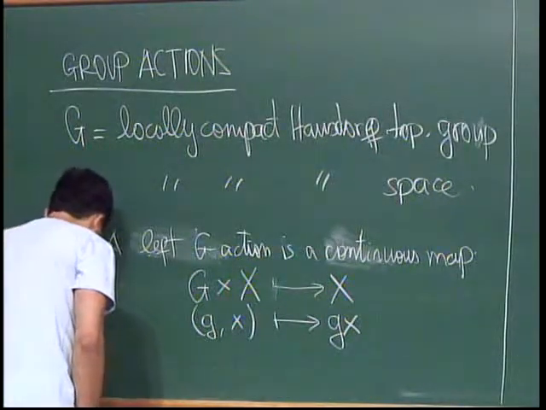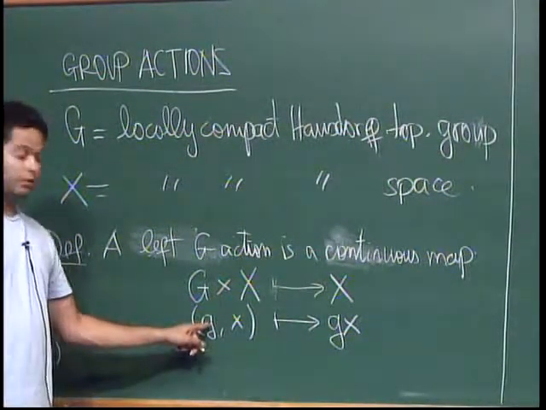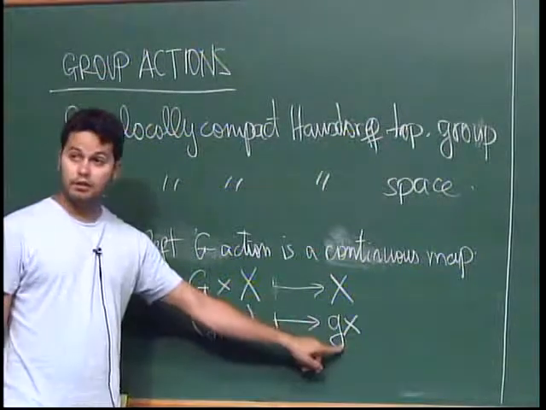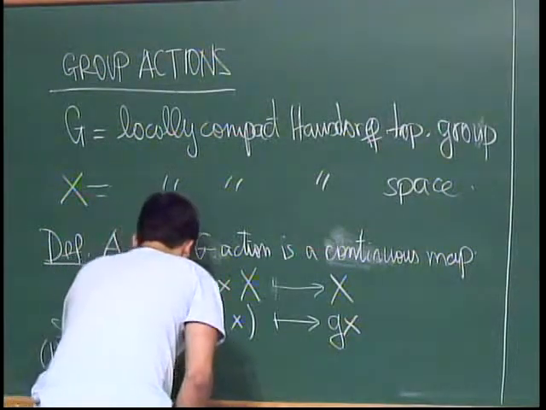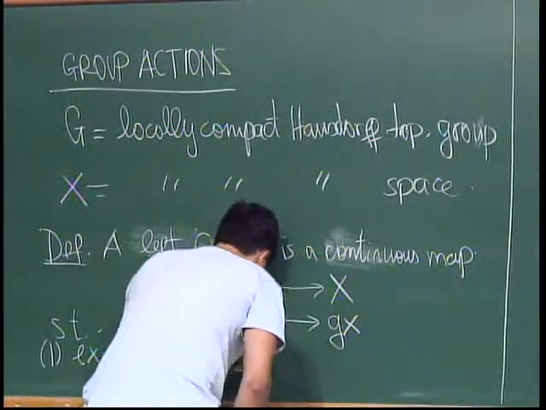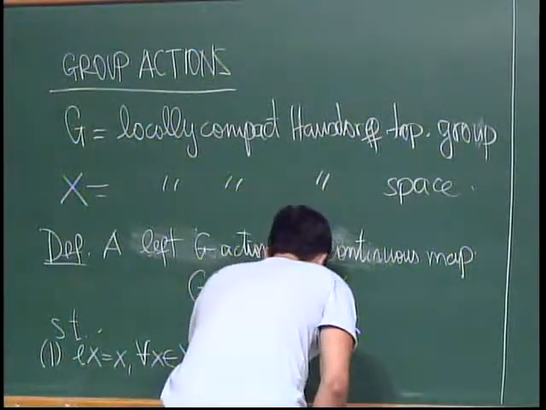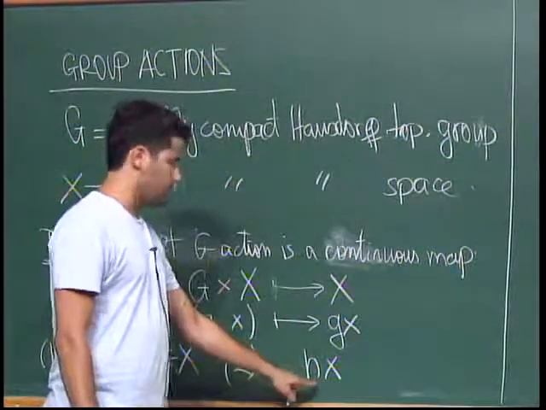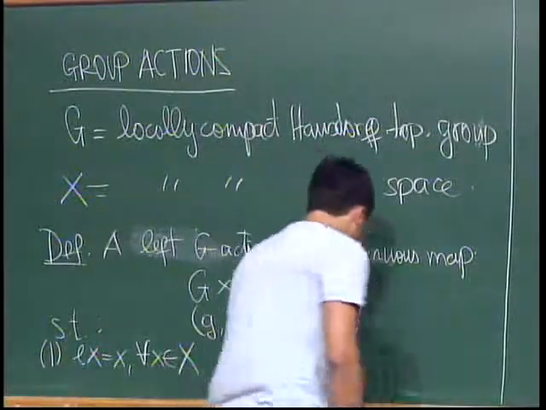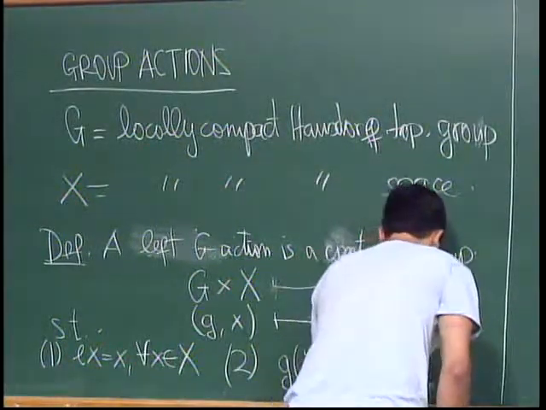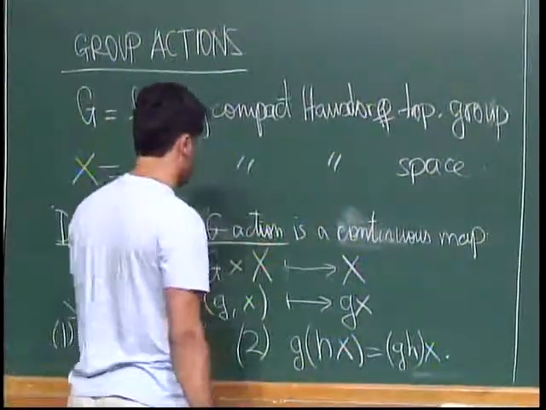So to satisfy the group structure, I mean that first, the identity of the group acts as an identity of X. So it means that ex is equal to x for every x. And the second one is that it satisfies the group operation in the sense that, and I said this yesterday, I think, if you get x and you act by h, and then you act again by g, this is the same as acting by gh. Okay? So this is a left G action.